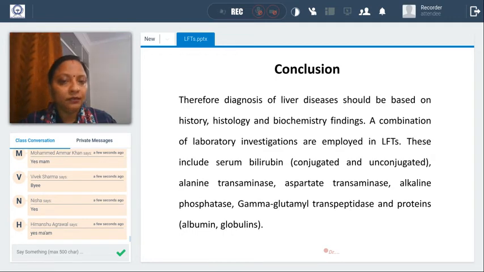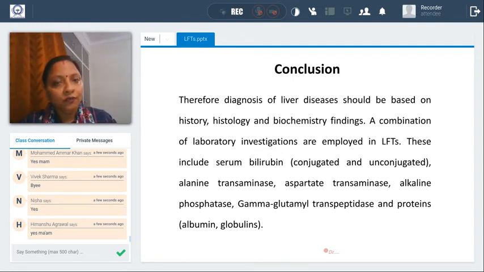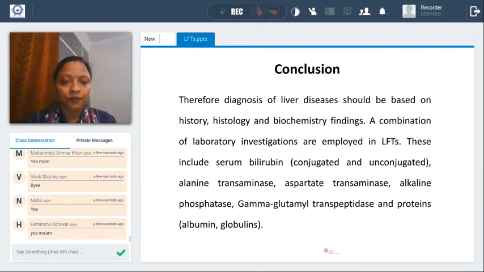These include serum bilirubin, conjugated and unconjugated, ALT, AST, alkaline phosphatase, GGT, and proteins like albumin and globulins. So this is the conclusion of today's class. That is, we prefer the combination of various laboratory investigations for the LFTs or for the liver function itself.